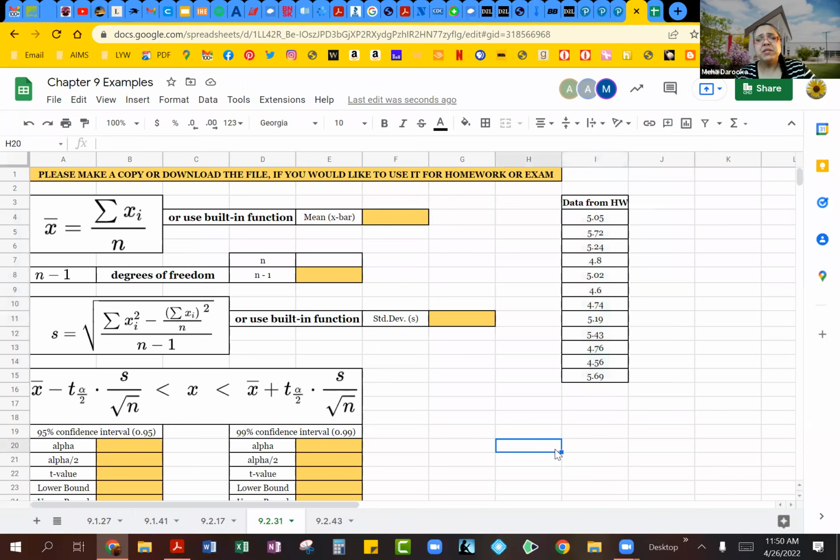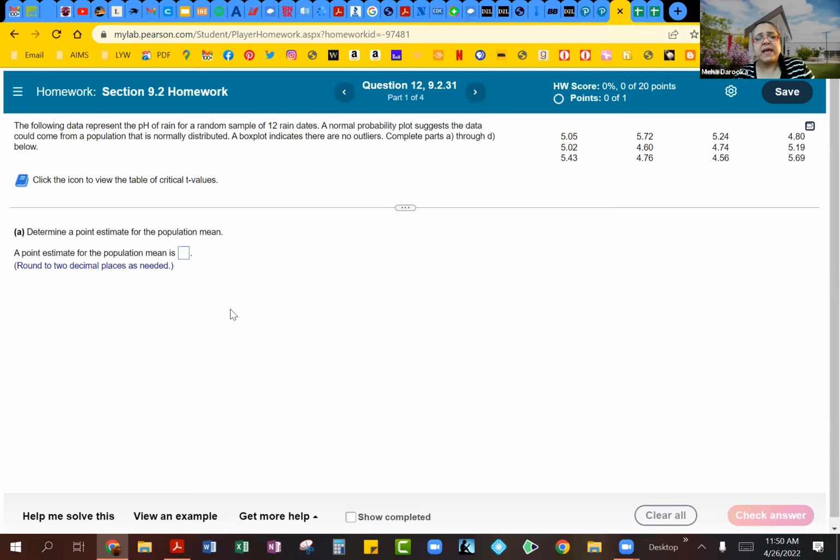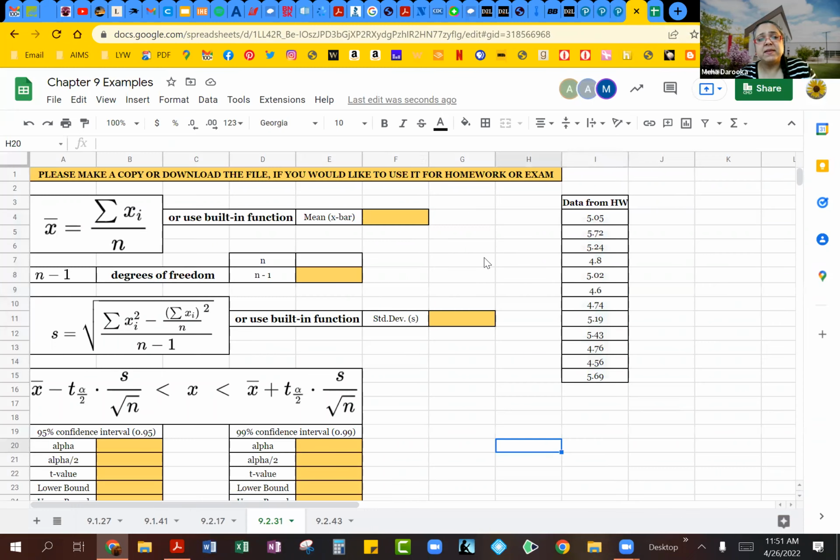Okay, so this one, of course, you can see we've got our calculations laid out, but the first thing they're asking us to do is determine the point estimate for the population mean. And in this calculation, your point estimate is a little bit different because that's actually going to be this X bar calculation. As you can see, you're basically taking the mean, because all you are doing is taking the total of the 12 rain values, the pH levels, and dividing it by N.